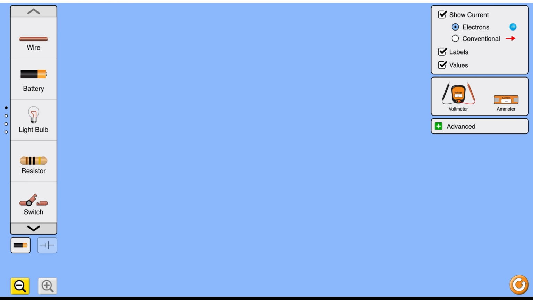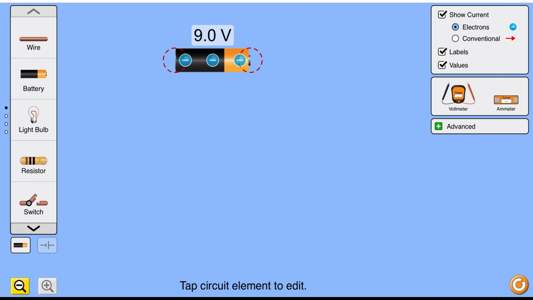The battery is our energy source here. It creates a potential difference that pushes the electrons. Can you see the wire here? Yes. These wires are the roads on which the electrons travel.